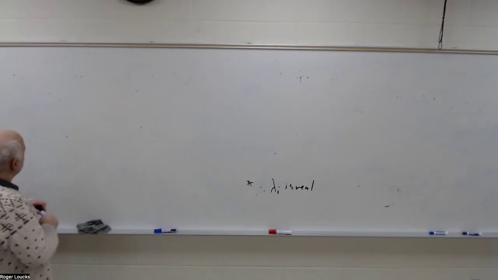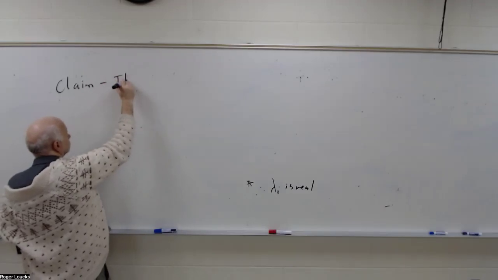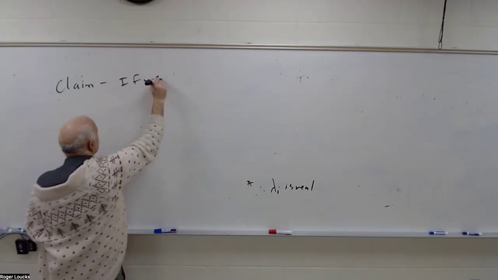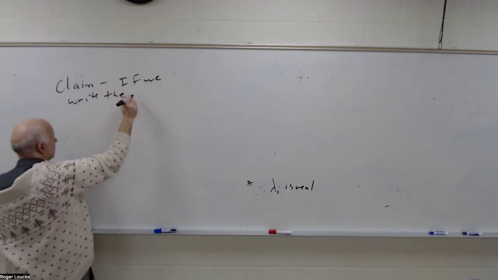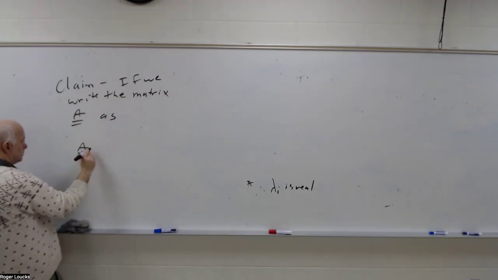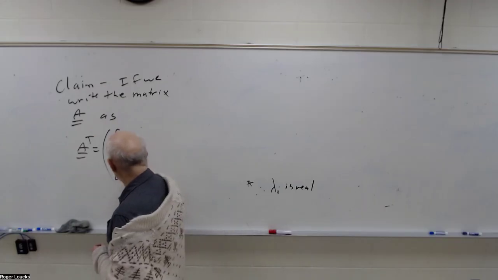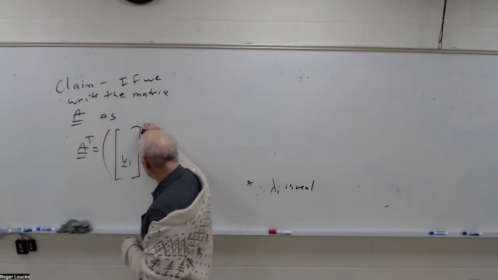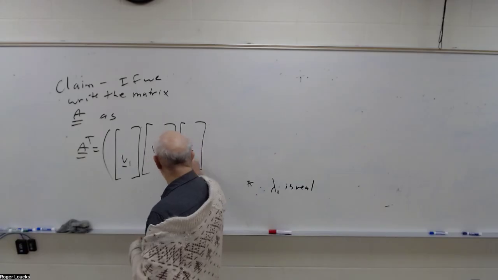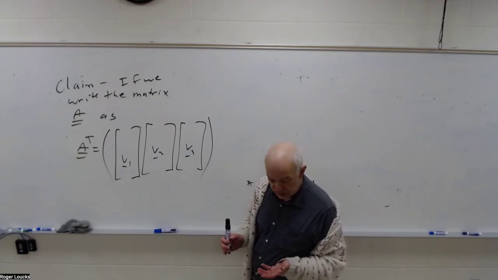So now we can do the proof. The claim is that if we write the matrix A as, and instead of A, I'm going to do the transpose here, if I put my vectors here, this is my first eigenvector, my second eigenvector, and these are normalized, and here's my third eigenvector, this matrix is going to diagonalize the matrix.